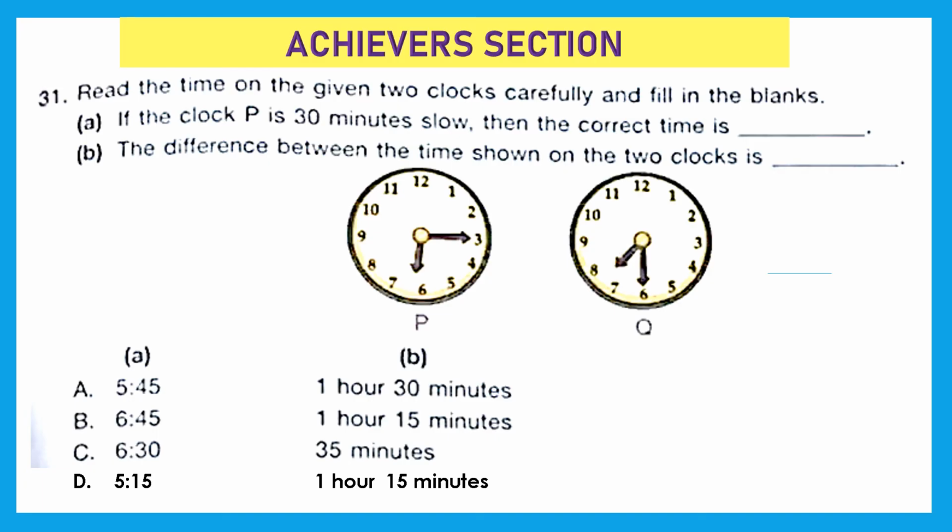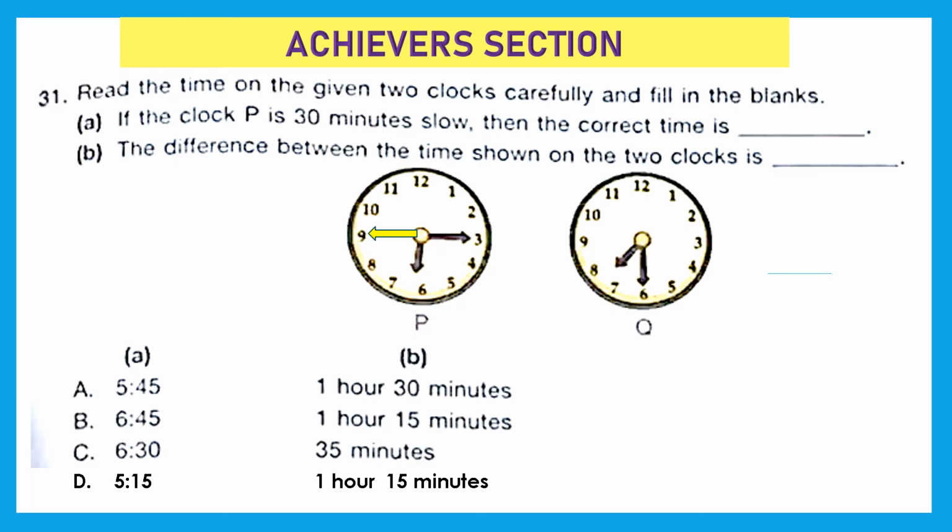Now let's see the question A. If the clock P is 30 minutes slow, that means P is running slow. Actual time here is 6:45. Okay. Then the correct time is, oh, we already got the answer. It is 6:45. 45 minutes past 6 o'clock. So P should be 6:45. Now here only option B has 6:45. So that is going to be the right answer.